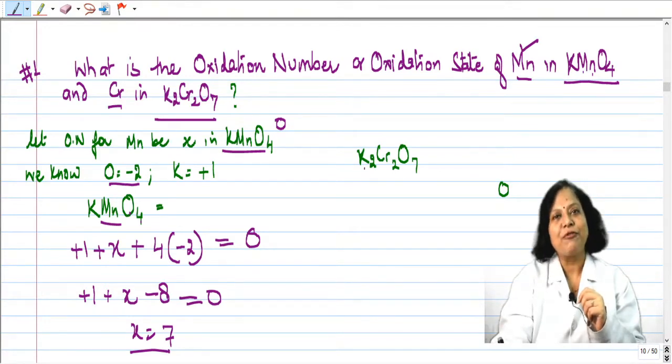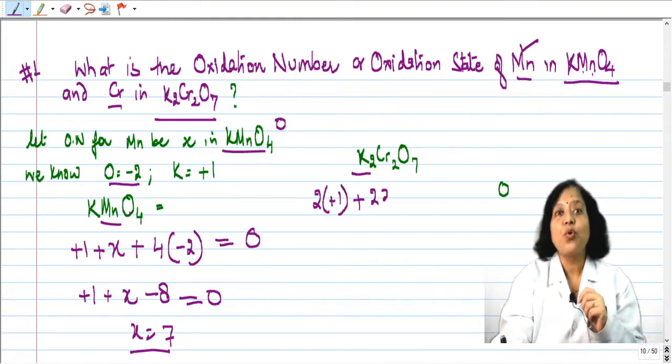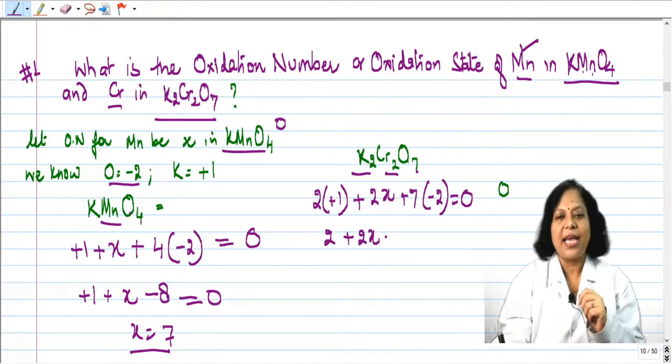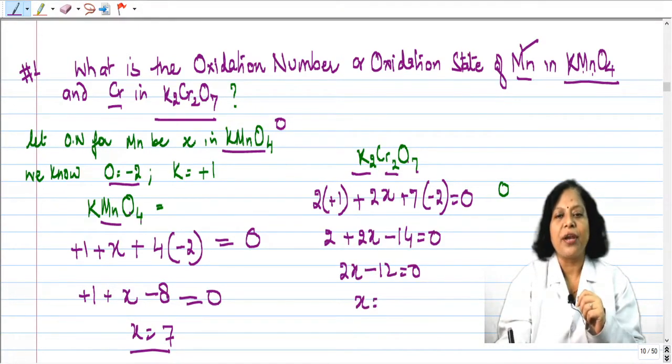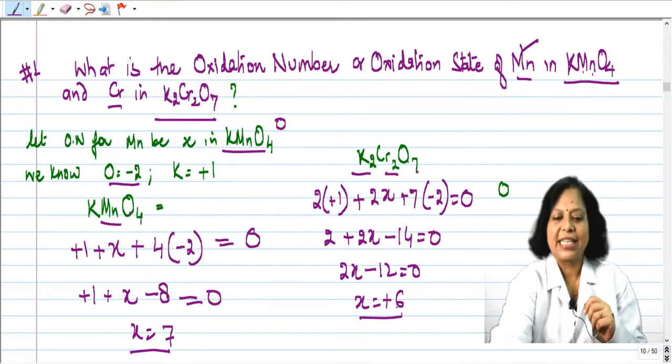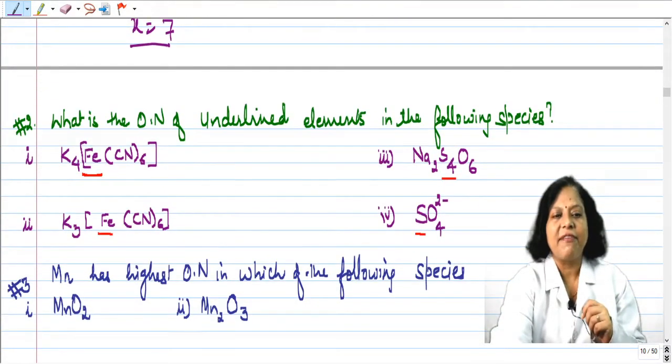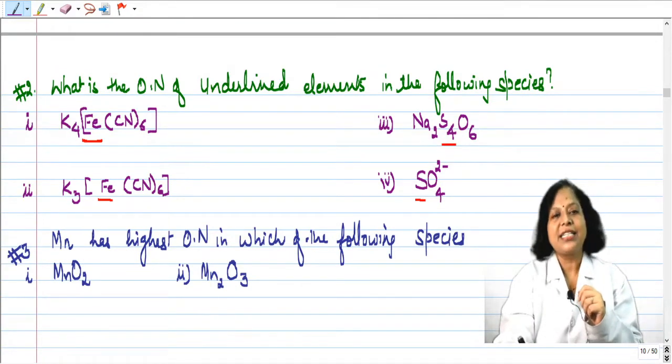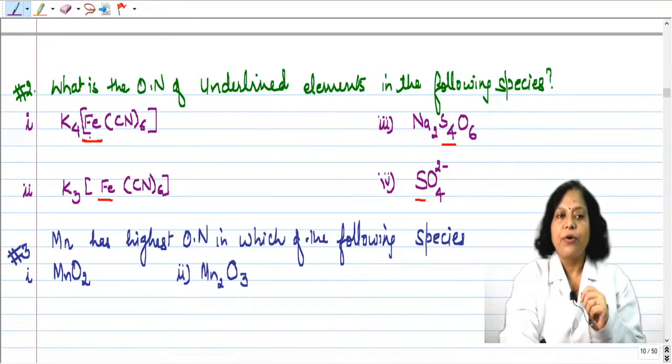Likewise, we can find out for potassium dichromate. So potassium 2 into +1 plus 2x, because 2 chromium are here, plus 7 into -2 is equal to 0. So 2 + 2x - 14 = 0, or 2x - 12 = 0, or x = +6. Is this clear? Similarly, we can find out the oxidation number of iron.